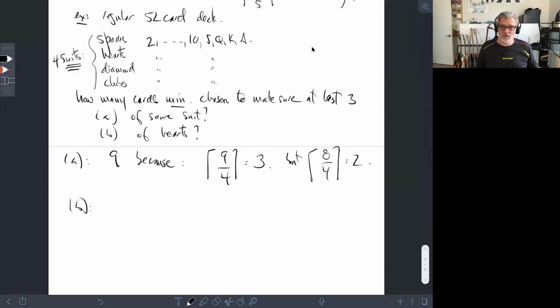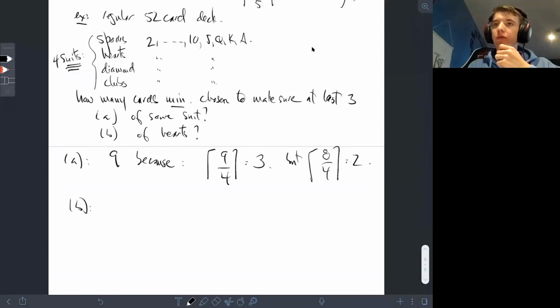Now, for the second question, I want to make sure that not only do I get 3 of the same suit, but always 3 of hearts. So I take any bunch of cards. I'm looking for the number that many. And I want to make sure that if I take that many, I'm always guaranteed to have at least 3 hearts appear. Does anybody see how to reason that one out?